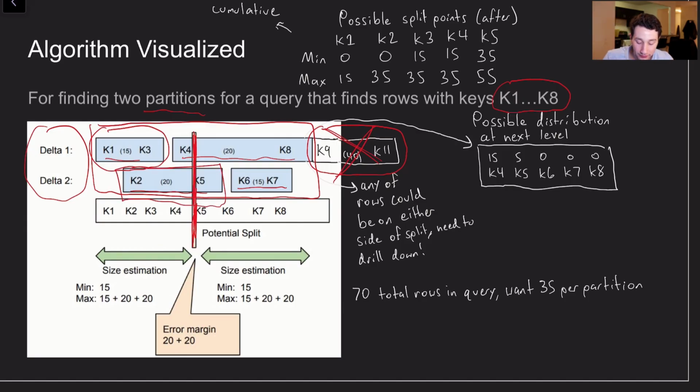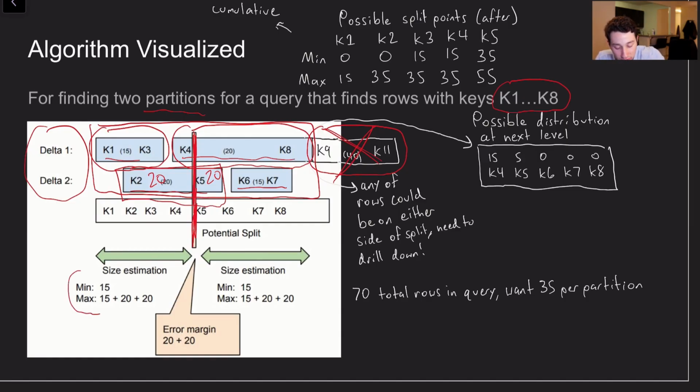Now, what about for this guy right here? Well, there are 20 rows between K2 and K5 from delta 2. However, we don't actually know what the exact distribution of them is, right? We would have to traverse further into the B tree to figure that out. So all 20 of them could be on this side, all 20 of them could be on this side. In reality, it's probably some mix of the two. And the same goes with this guy right here, right? We know there's 20 rows between K4 and K8 in delta 1, but we don't actually know where they lie specifically. So we have a bit of uncertainty.